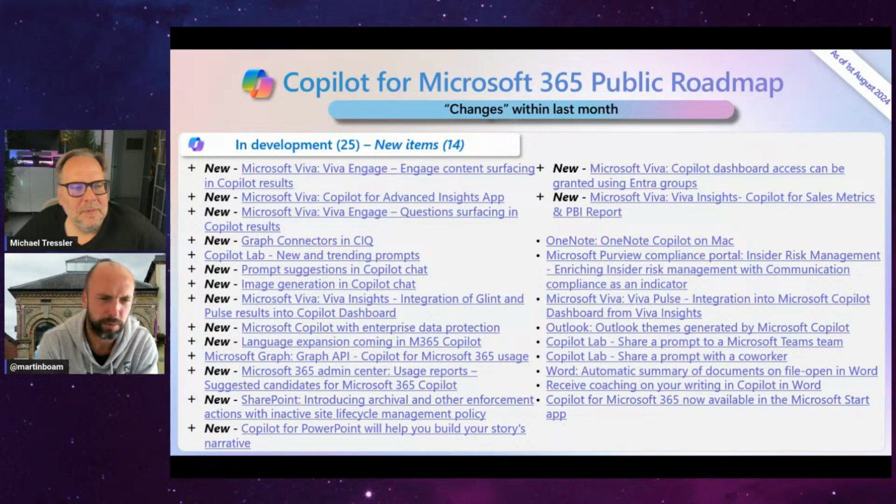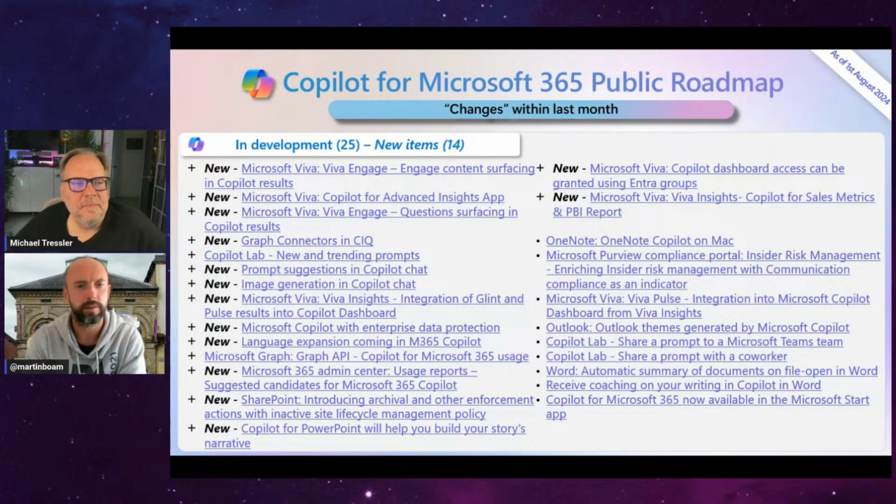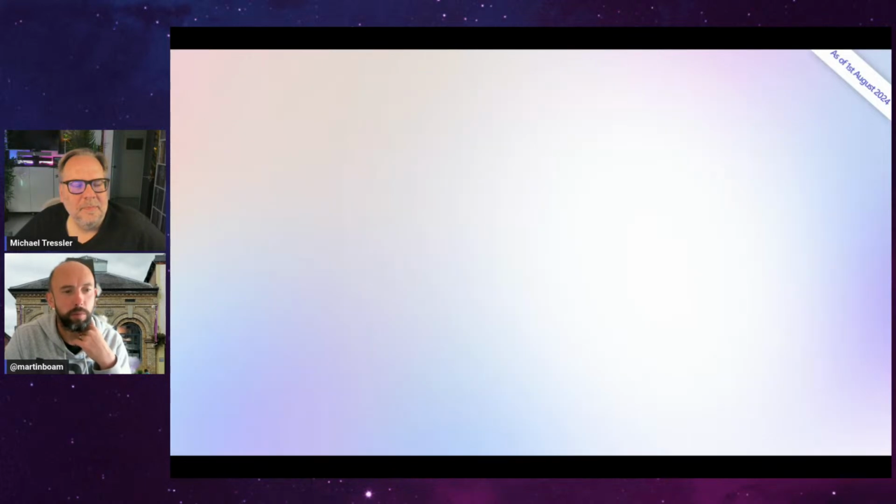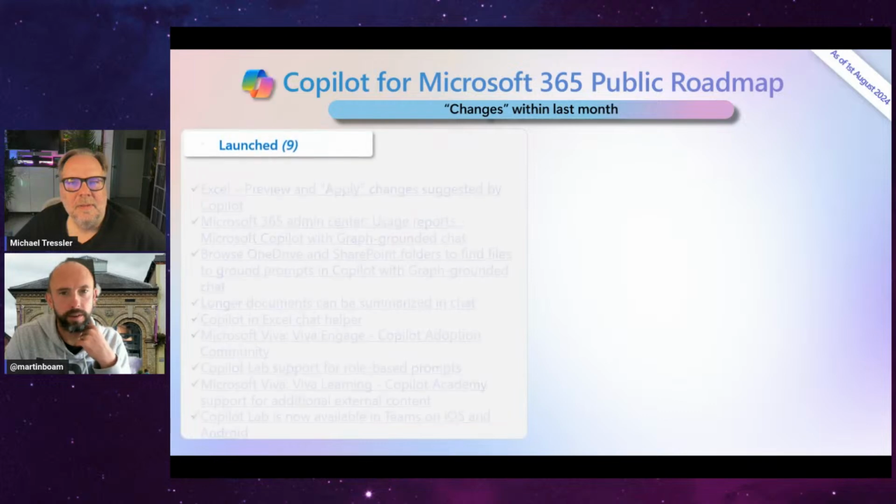I wonder if this was last month's slide actually, but I can't remember. Microsoft Copilot with enterprise data protection. That's a new one. There's a separate blog post on that, but that's a change coming to the personal. Hold on. Outlook themes generated by Microsoft Copilot. Where's that one? Okay. I'll take a new Outlook theme. Why not? Yeah, lots of Viva again. Viva Engage, servicing questions, graph connectors. Yeah, Copilot Lab, new and trending prompts. That's quite a nice one where you can save your prompts.